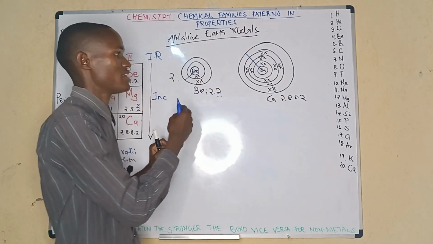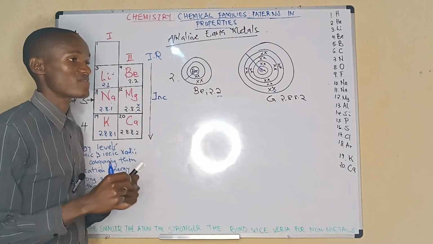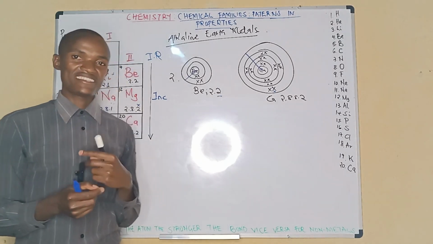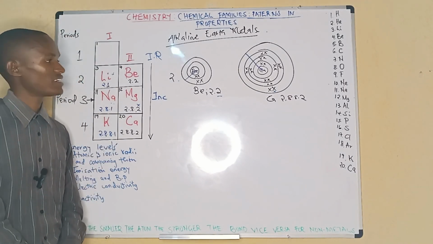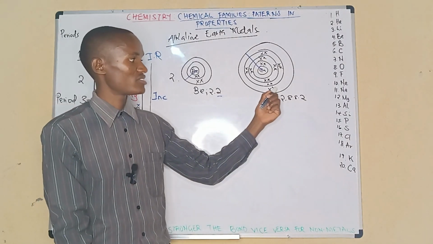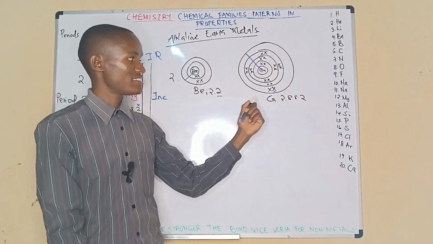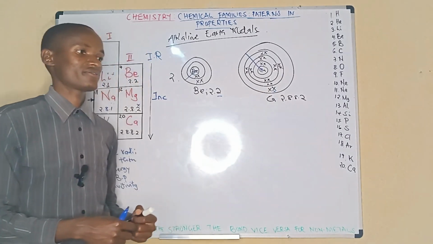The same case applies to magnesium. Two electrons are there. So we'll be having the first ionization energy and the second ionization energy. First ionization energy, to remove the first electron. Second ionization energy, it will be the energy that will be required to remove the second electron.